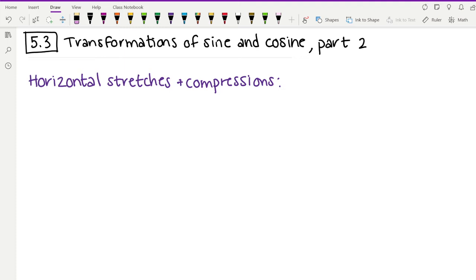Hi everyone. So in this video, we're going to be continuing to learn about transformations of sine and cosine. Specifically, we're going to be focusing on horizontal transformations. So horizontal stretches and compressions, as well as horizontal shifts, and then kind of seeing how all the different transformations fit together. So overall, I think the examples in this video are going to be a little bit trickier, but I have a lot of examples put together to give us a good amount of practice with this.